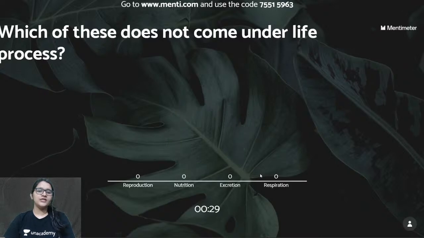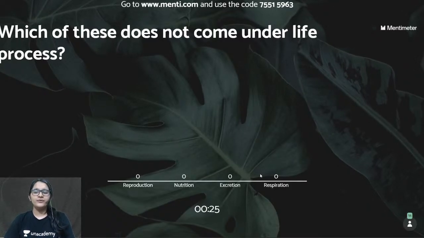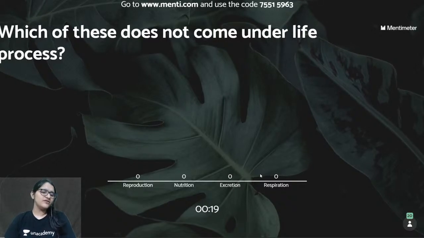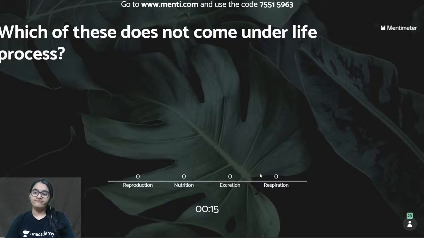The first question is on the screen. Which of these does not come under life processes? Reproduction, nutrition, excretion, or respiration? Something which we don't study in the chapter. I give you a big hint.